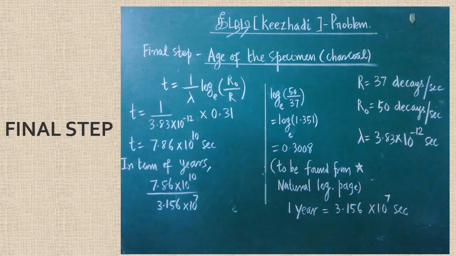Now, after calculation, the answer comes around 2500 years. Approximately, we are able to estimate the age of the charcoal or age of the specimen. So this is the method of finding the age of ancient things by using the radiocarbon dating method. Are you clear? Very interesting problem.